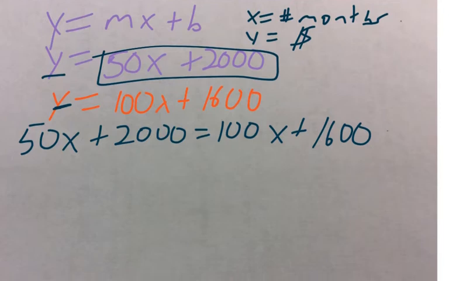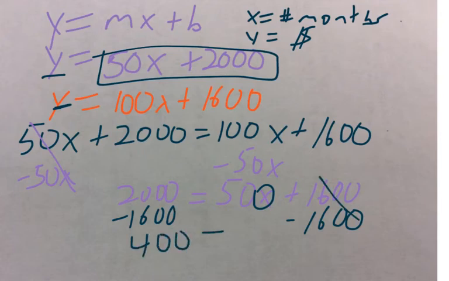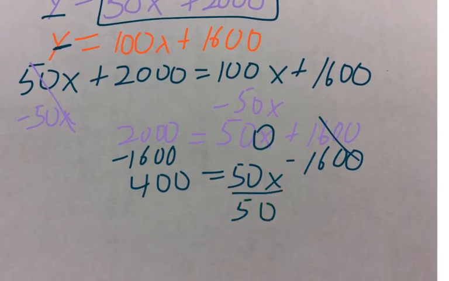And then for substitution, I need to solve for x. So I want to get my x on the same side, so I do minus 50x minus 50x. Those cancel. I would get 50x plus 1,600 equals 2,000. And then to solve for x, to get x by itself, I need to kick out the 1,600. I'd subtract 1,600 to both sides. And I would get 400 equals 50x. Divide by 50. And x is going to be 8.